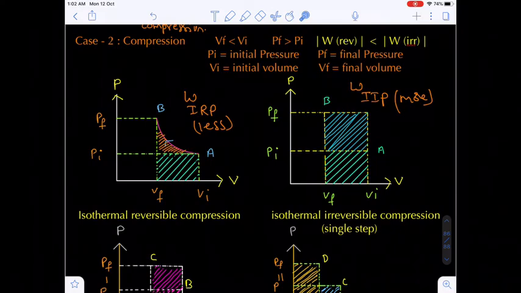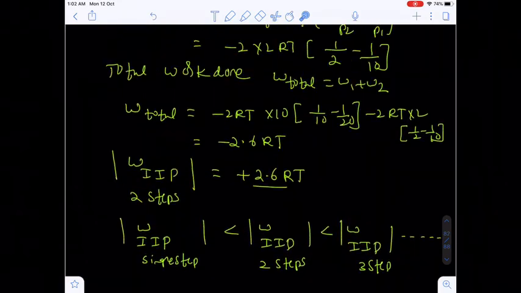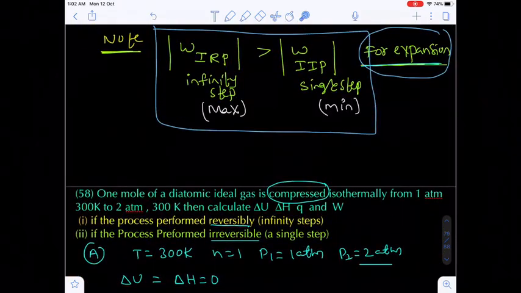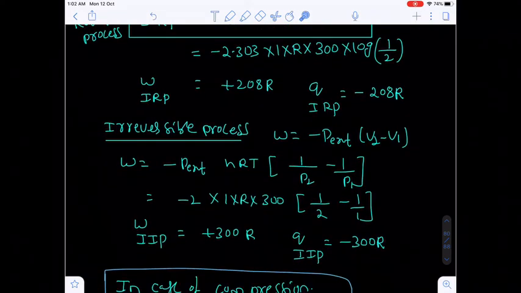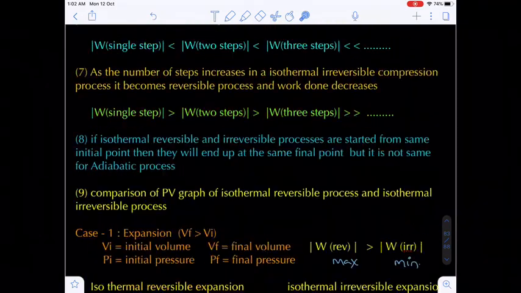Otherwise, we already completed one or two numericals regarding compression. If you have any doubt, see the second question in today's lecture. That will be the compression question. In the compression question, the work done in isothermal irreversible compression will be maximum, whereas in the isothermal reversible process it is less. Are you getting my point?